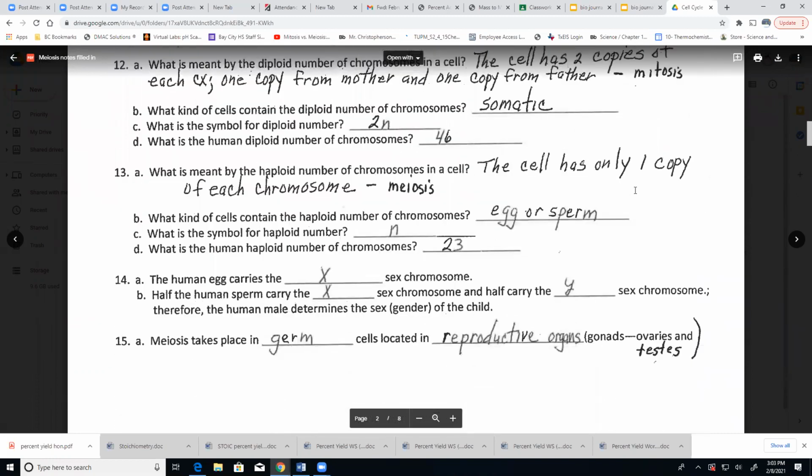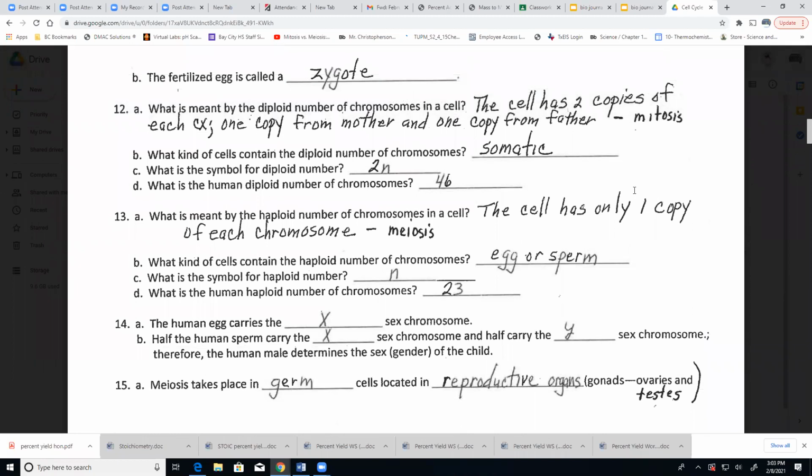I mentioned haploid earlier. Oh, too much? Is that better or more?